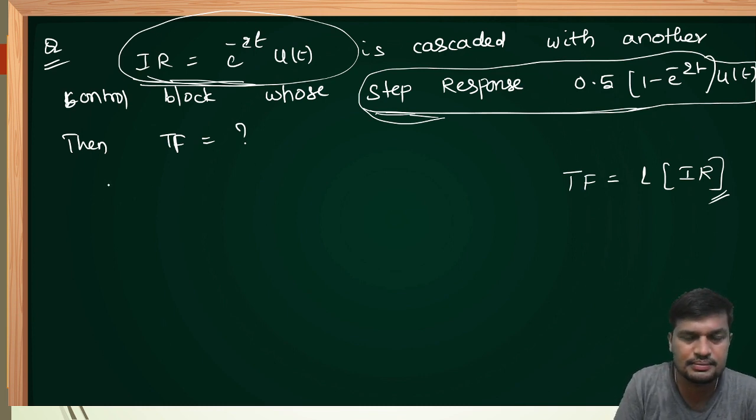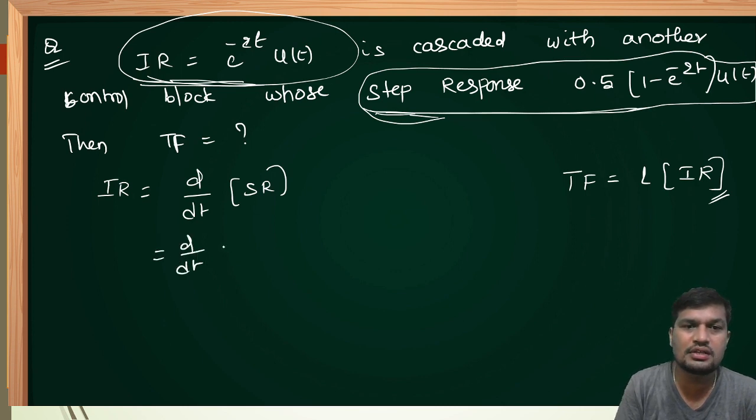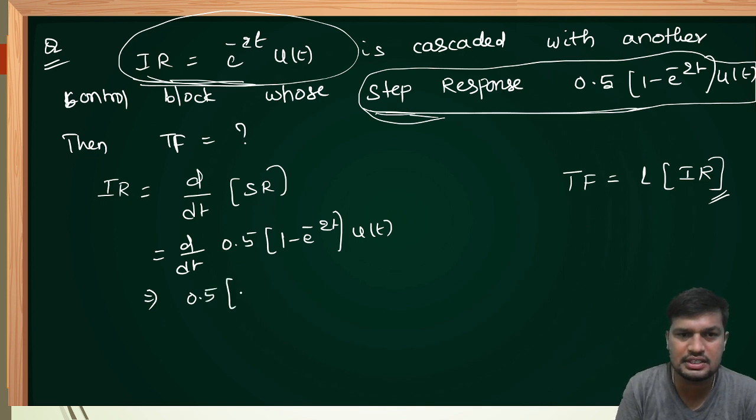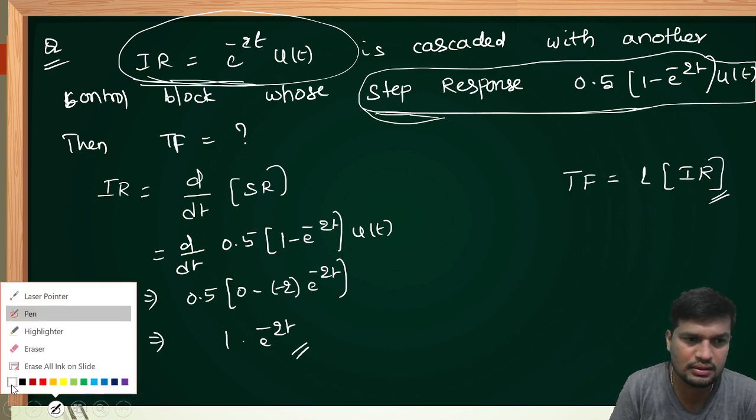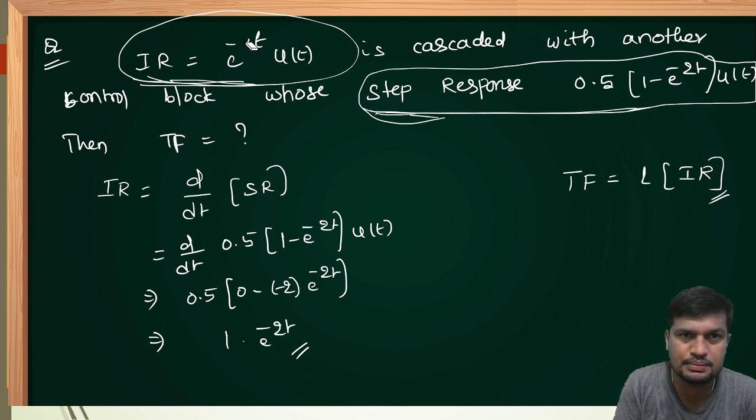We already discussed that integration of impulse response is step response. Then how do we calculate impulse response from the given step response? Differentiation. Differentiation of step response will give impulse response. Now, differentiation of the step response 0.5 into 1 minus e power minus 2t into u of t: 0.5 is constant, differentiation of 1 with respect to time is 0, and e power minus 2t gives minus 2 e power minus 2t. And 0.5 into 2 will be 1 into e power minus 2t. I'm sorry, I need to change the question a little bit. Impulse response is e power minus t u of t. Okay, now I'm moving on.